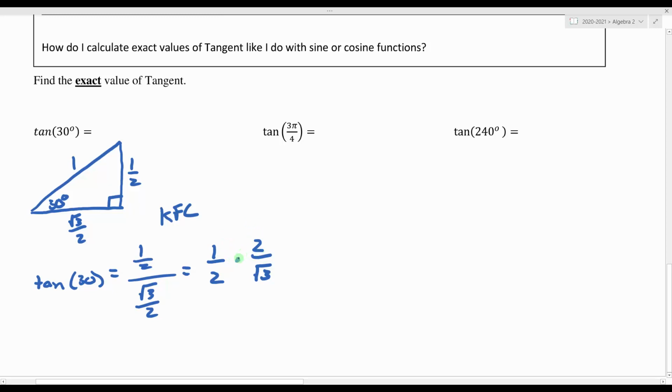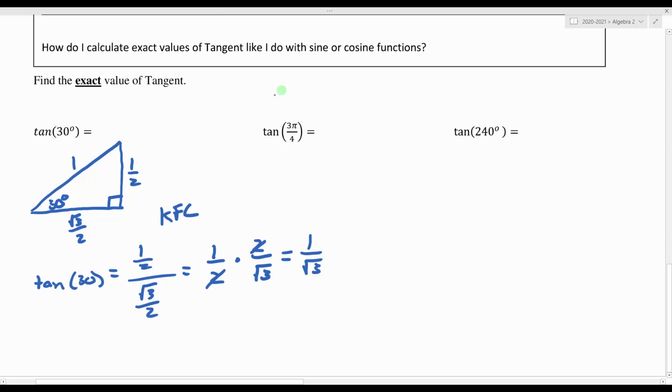And then we just simplify things, right? I have a 2 in the top and a 2 in the bottom, so the 2's cancel each other out. They become 1's, and then we multiply straight across. 1 times 1 is 1, and 1 times √3 is √3. There's the exact value of tangent. All right? That's how you do it. That's how we're going to do it for the rest of these. But I'm going to make it even easier. You don't even need to draw the triangle on these.